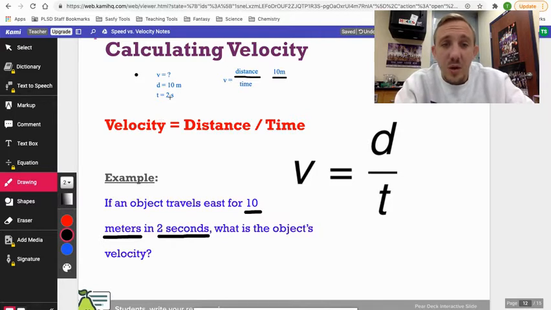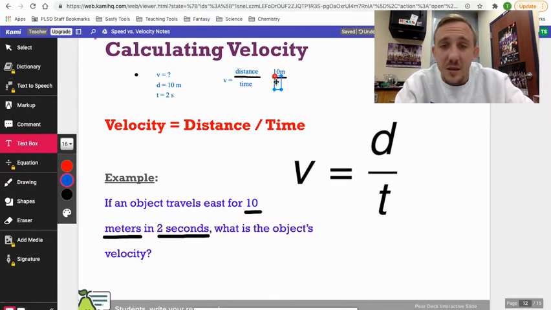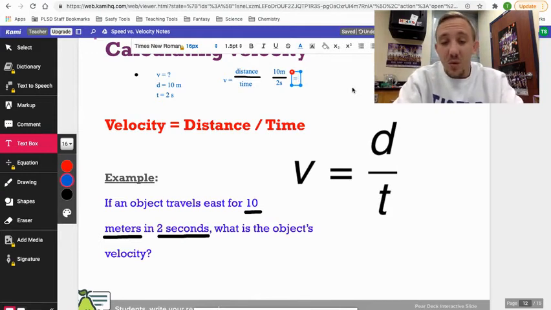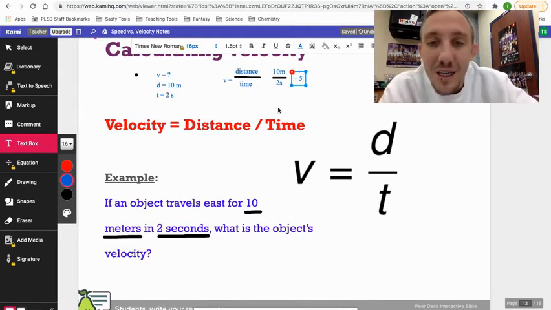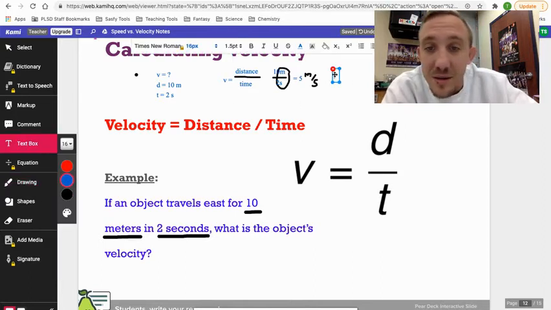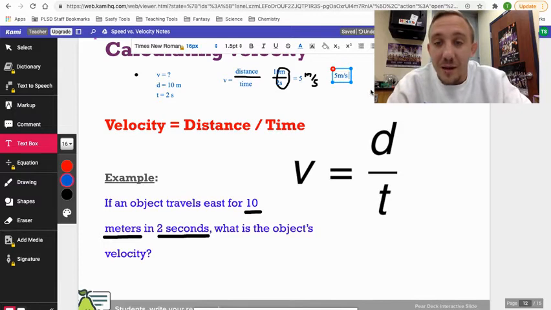Okay, and it's over time, which is 2 seconds. So what is 10 divided by 2? Well, that's going to equal 5. But now I want you guys to notice the units. Notice how meters is over seconds. So my units are going to be meters over seconds. Another way we'll see this is 5 meters per second.